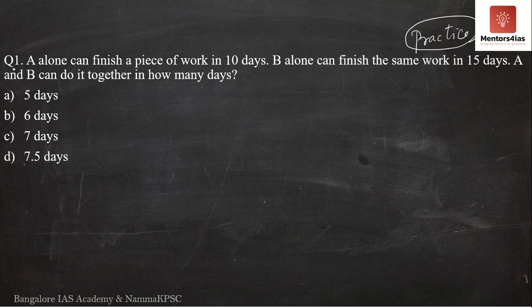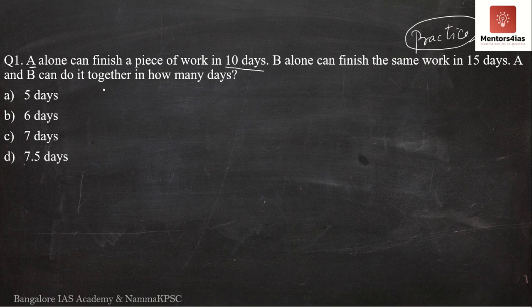Question 1 says there's a person by the name A. A alone can finish a piece of work in 10 days. B alone can finish the same work in 15 days. Now if both A and B work together, in how many days will they be able to complete the entire piece of work? I hope you understood the question.